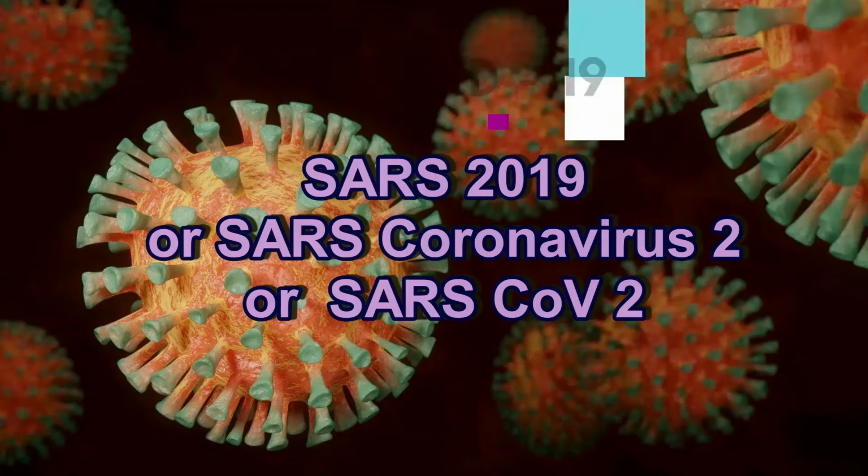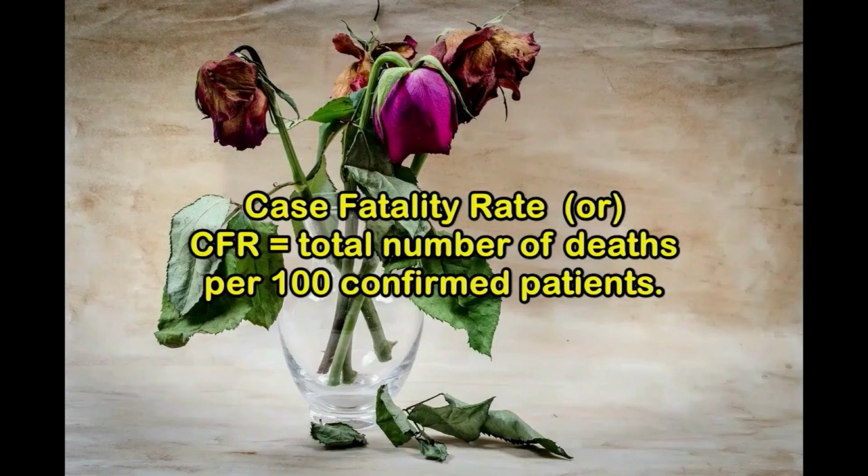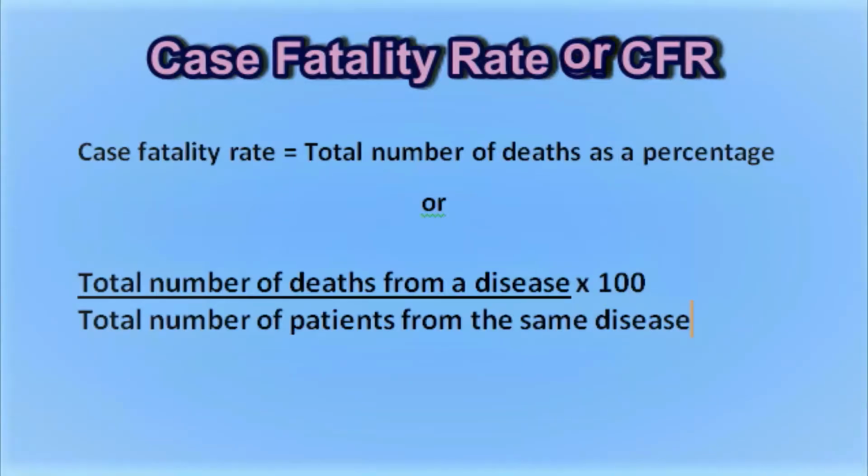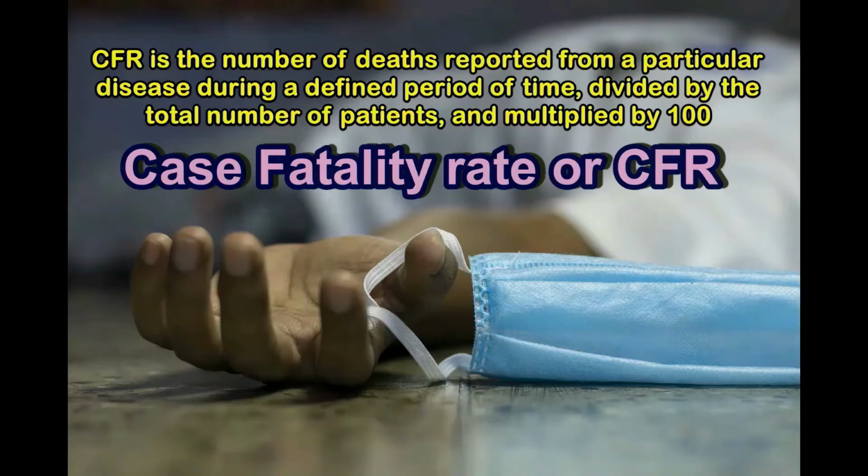Case fatality rate, or CFR, is the number of deaths from a particular disease as a percentage, or it is the total number of deaths multiplied by 100, and divided by the total number of patients from the same disease. This is a good tool to compare the severity or the virulence of a disease. Less virulent diseases carry a lower case fatality rate, or CFR.